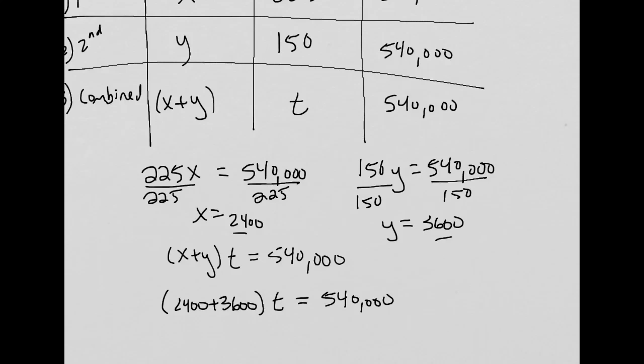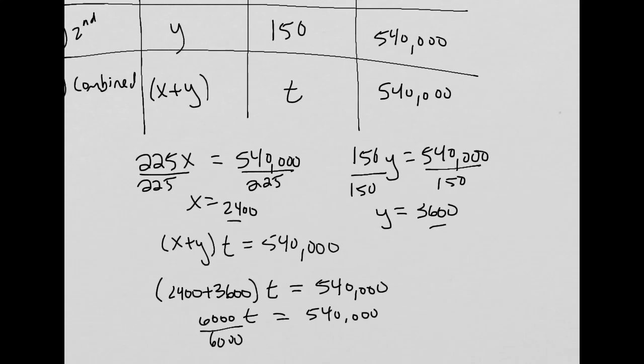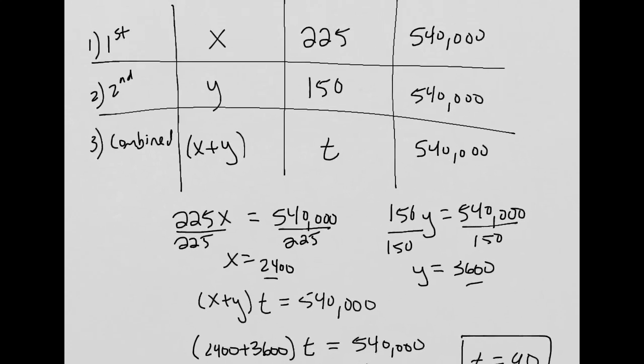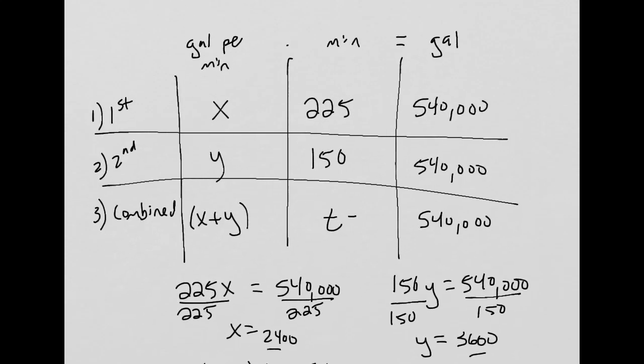2,400 and 3,600 is 6,000, so that's 6,000 t equals 540,000. Divide both sides by 6,000, and that gives us t equals 90, which is exactly what we were looking for. So it would take 90 minutes if both pipes were working together to drain the pool. And again, the answer seems reasonable because it's less time than either one would take to drain the pool individually.